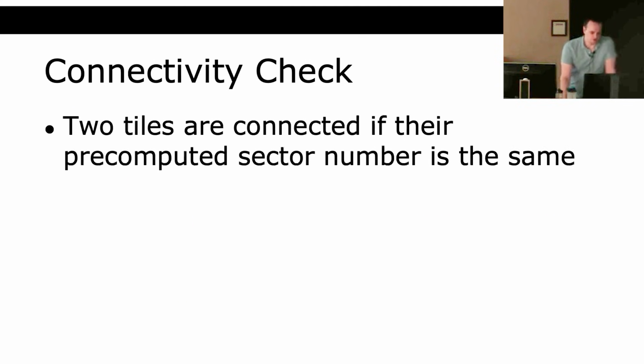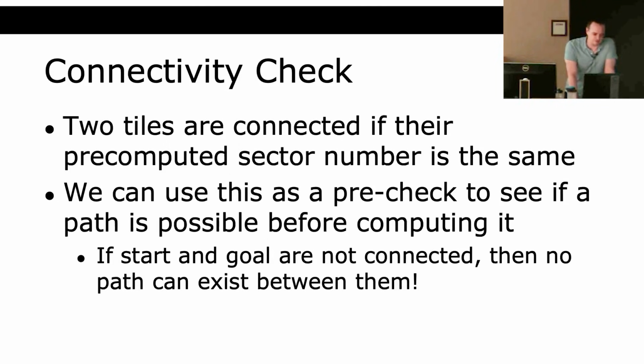Okay, so the connectivity check: two tiles are connected if their pre-computed sector number is the same. We can use this as a pre-check to see if a path is possible before computing it. So, if the start and the goal aren't connected, done. I can instantly know that, and I don't have to do any search, right?